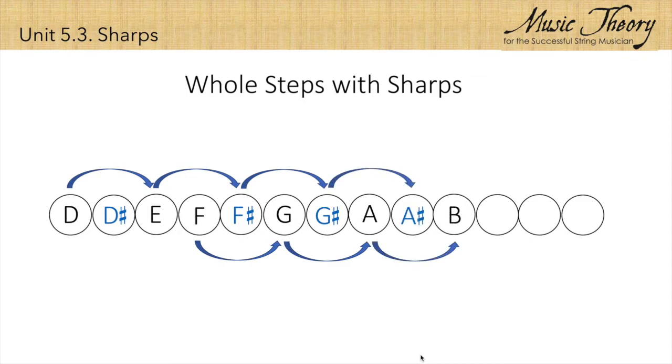And what's a whole step higher than B? If you said C, you'd be incorrect. It's C sharp. Remember that B and C are naturally separated by a half step. And then a whole step higher than C would be D.